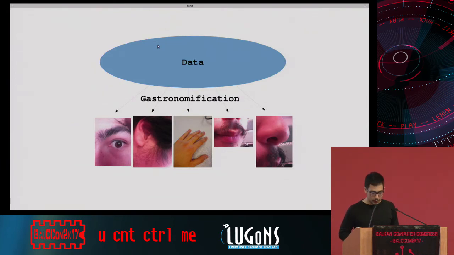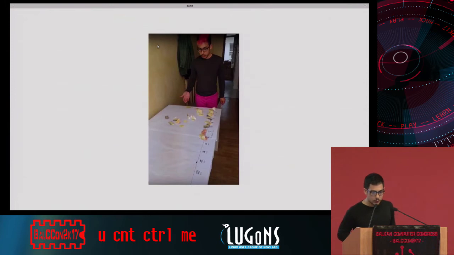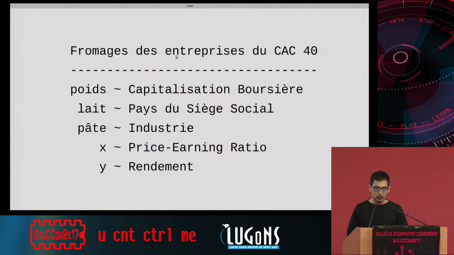cevapcici with our data. And I have an example here of cheese. It turns out that the French word for pie chart is camembert, which is a type of cheese. But I thought we should have some real cheese, not just a pie chart. If I want to have cheese about my data, I need to have real cheese about my data. So here, these cheeses represent the top 40 companies in the French stock exchange, and the weight of the cheese corresponds to the market capitalization of the company.